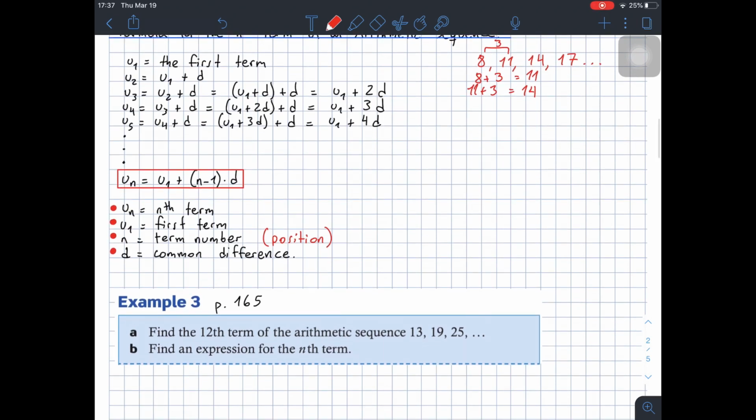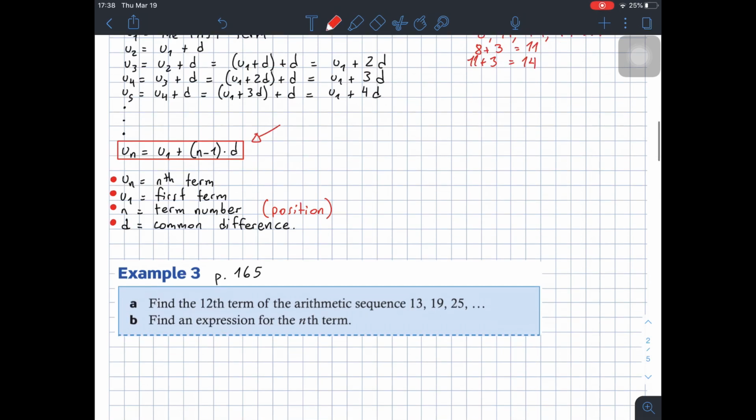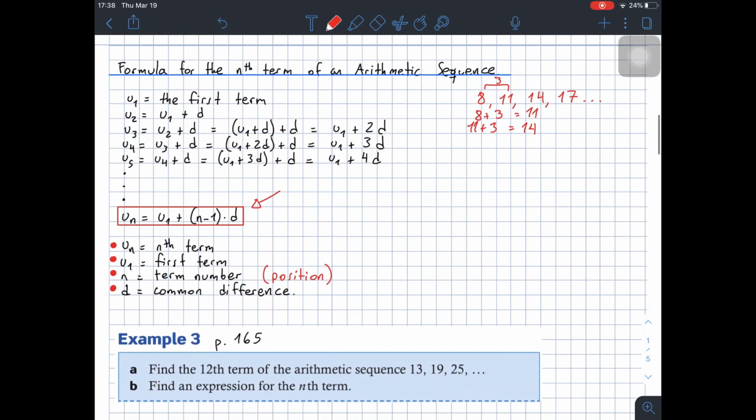So the general formula can be written like here. un, which is the nth term of the arithmetic sequence, is u1, which is the first term, plus n minus 1, because remember it's one less than the term we're calculating, n minus 1, times d, which is the common difference, okay? So here you have the key elements of an arithmetic sequence. un is the nth term, u1 is the first term, n is the term number or position, and d is the common difference.